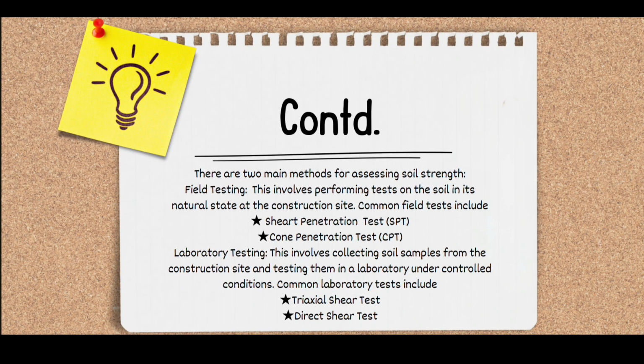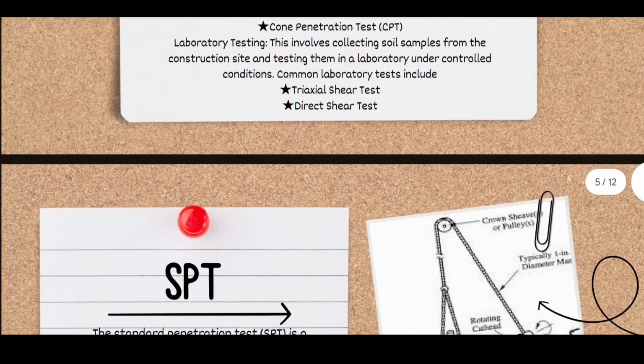There are two main methods for assessing soil strength. Field testing involves performing tests on the soil in its natural state on the construction site. Common field tests include the standard penetration test, also called SPT, and the cone penetration test, also called CPT. And we also have laboratory testing, which involves collecting soil samples from the construction site and testing them in the laboratory under controlled conditions. Common laboratory tests include the triaxial and direct shear tests.